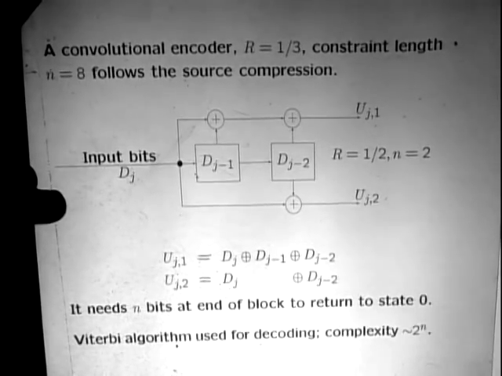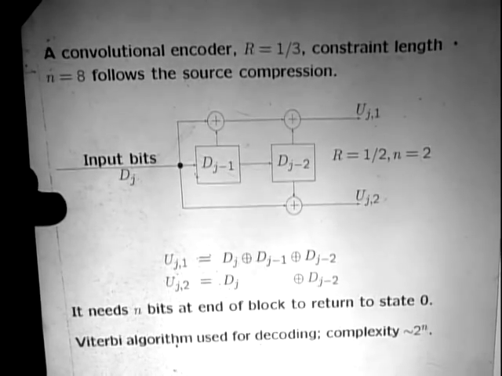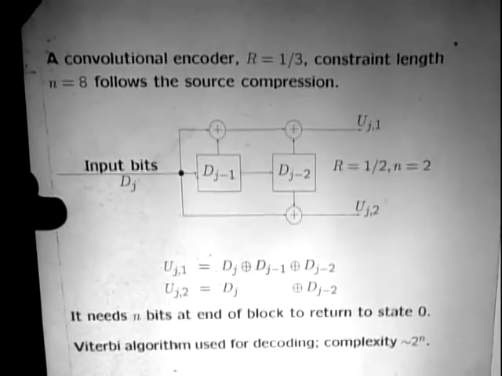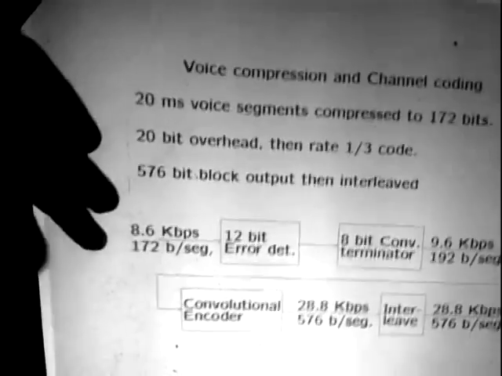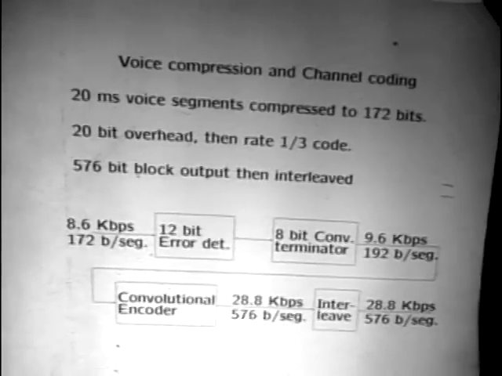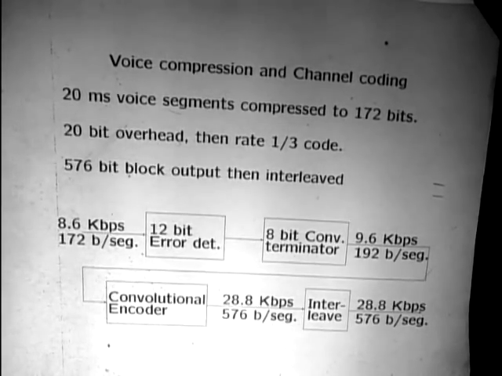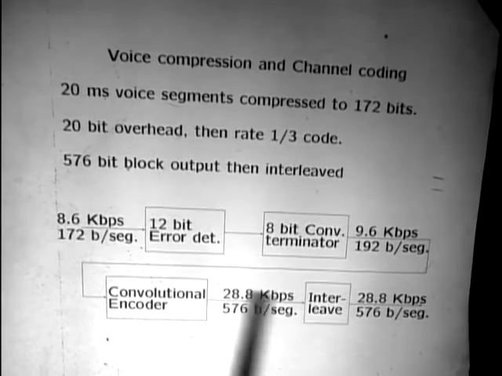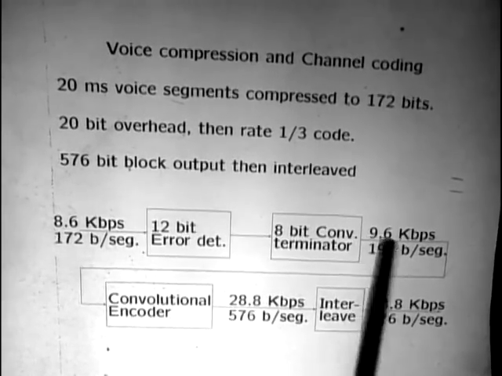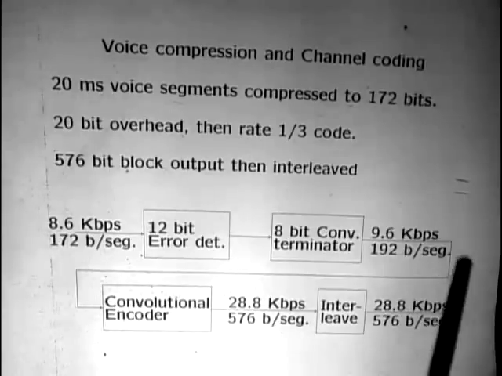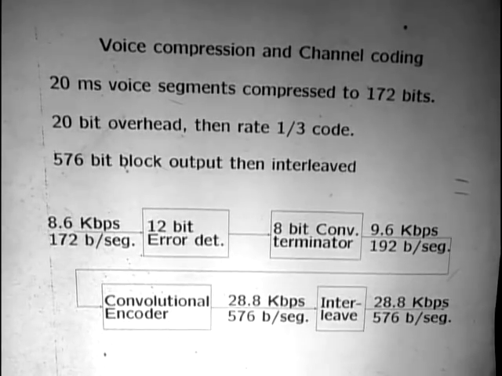It's for putting zeros in at the end of the sequence so you can view it all as one block code. So again, this is overhead which is caused by the need for small delay. If you didn't need small delay, that overhead term would be much, much smaller. Okay, so at that point, we're up to 9.6 kilobits per second, and we're up to 192 bits per segment.